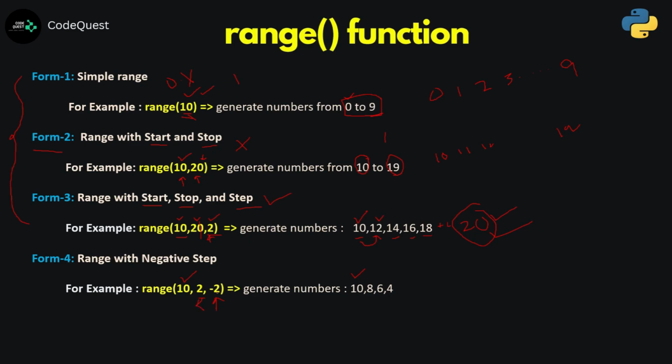So when the step value is minus 2 here, the starting value is 10, and every time there is a difference of minus 2. 10 minus 2, I am going to get 8. Then again 8 minus 2, I am going to get 6. 6 minus 2, I am going to get 4. Now when I go for 4 minus 2, I am going to get 2. But already we have mentioned the stop value is 2, so it cannot produce 2 now. As a result, what we are going to get is only these 4 values, that is 10, 8, 6 and 4.